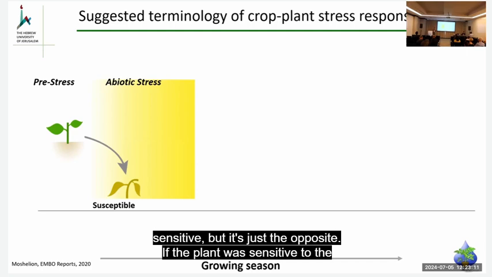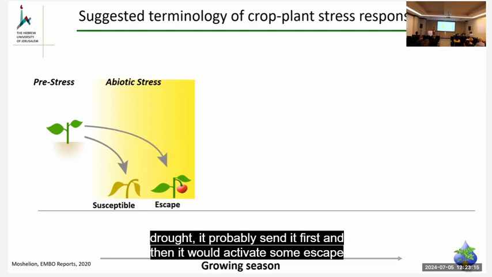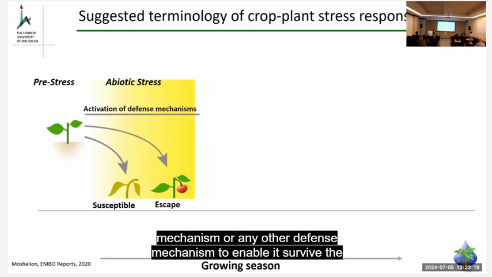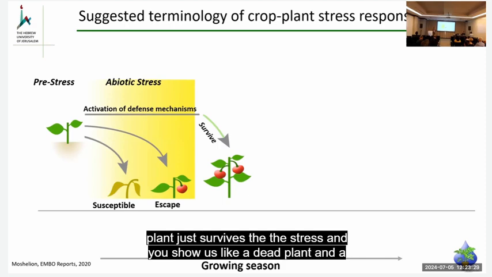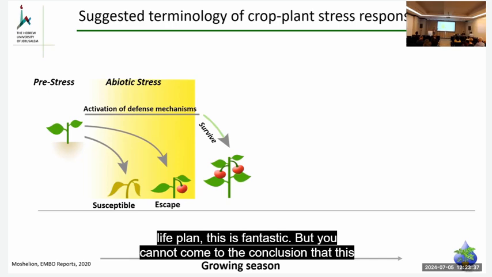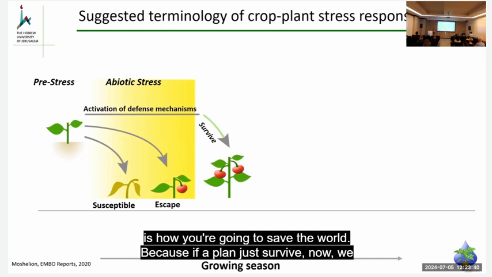Many papers call it sensitive, but it's just the opposite. If the plant was sensitive to the drought, it probably sensed it first, and then it would activate some escape mechanism or any other defense mechanism to enable it to survive the stress. Now, this is very good, but this is not agronomic. Because if a plant just survives the stress and you show us a dead plant and a live plant, this is fantastic, but you cannot come to the conclusion that this is how you're going to save the world.